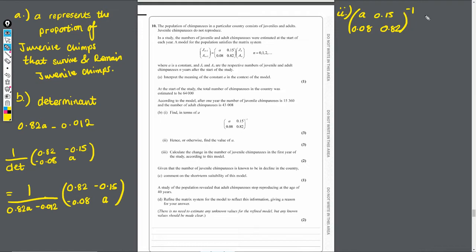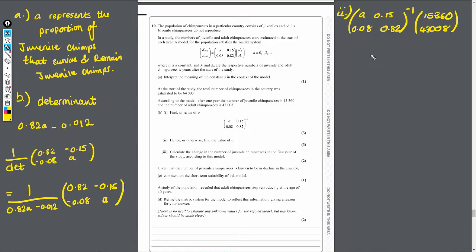we can work out a value for A, right? So multiply that through by 15,360 and then 43,008, we can work out a value for A. Now it's worth noting this part will become quite tricky. There's a bit of manipulation that you've got to be careful with. So we know this now. This is what we just previously worked out, and this is why it's a hence or otherwise question.